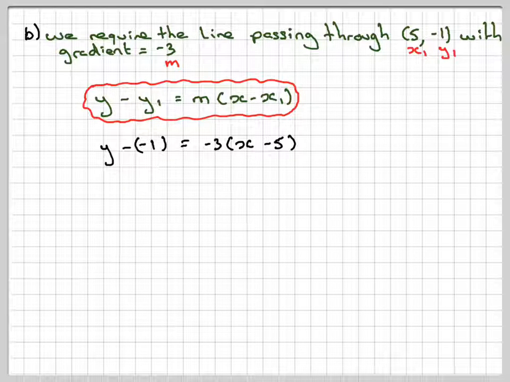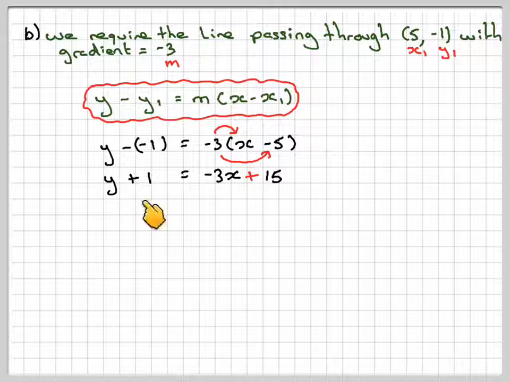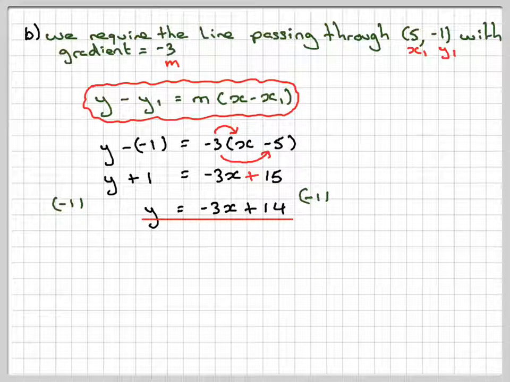So y minus minus 1 is y plus 1. We're going to get minus 3x and then plus 15. Taking 1 from both sides, we're going to get that y is equal to minus 3x plus 14. So this is going to be my line parallel to the other one passing through the point (5, -1).